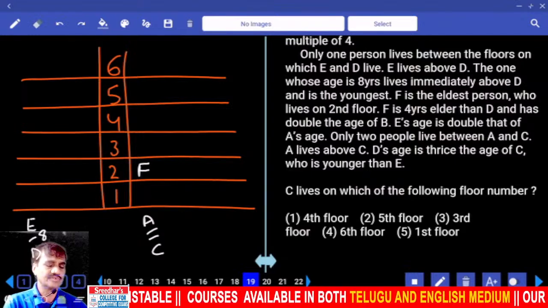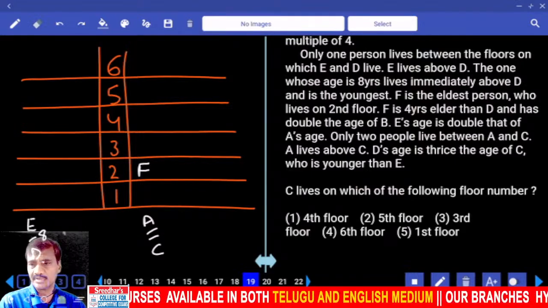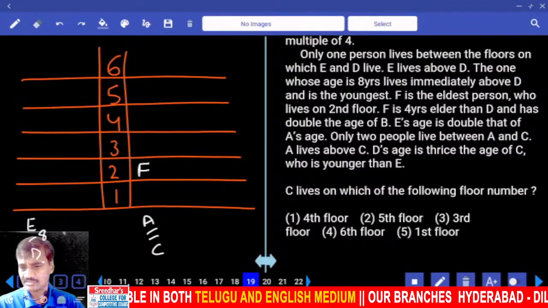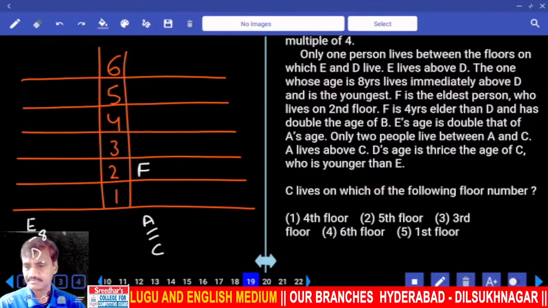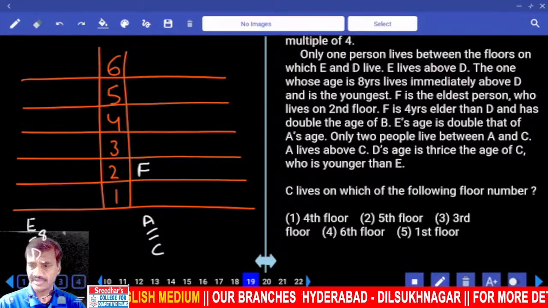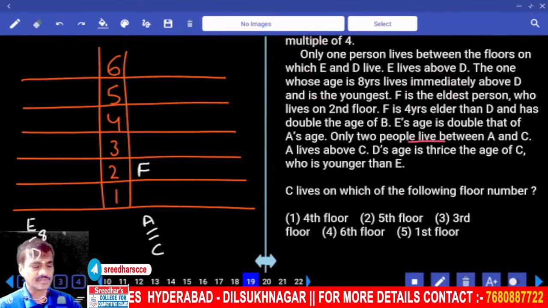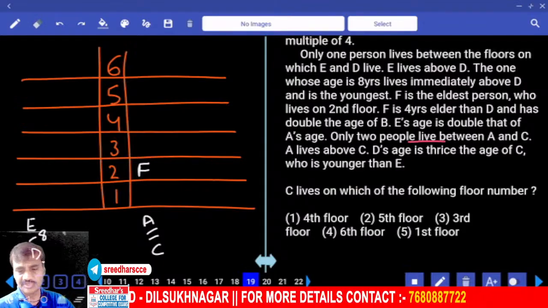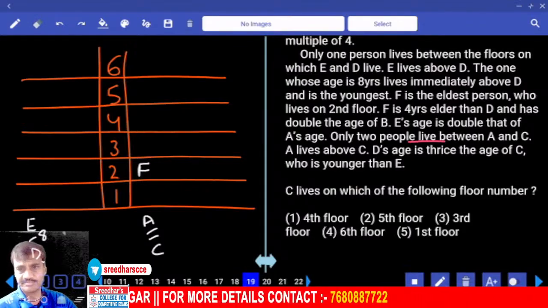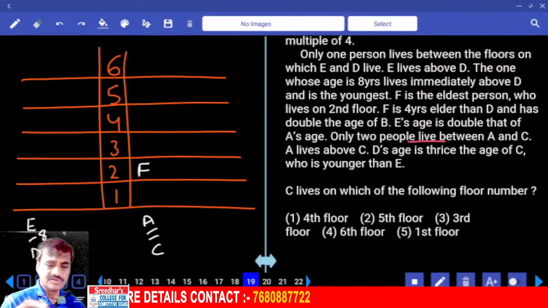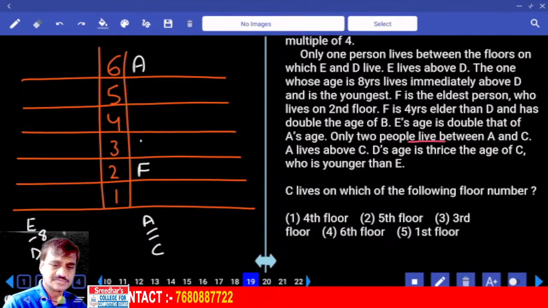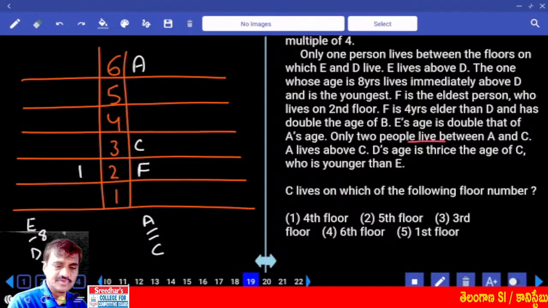Now A and C, we have these possibilities. A lives above C, and only 2 people live between A and C. Hence in between A and C you need to have this possibility. Then one person between E and A. How can you write A and C? Can you write A and C like this? This is one possibility. Then what is the other possibility we have for A and C? Then F is here. Then A and C will be like this.